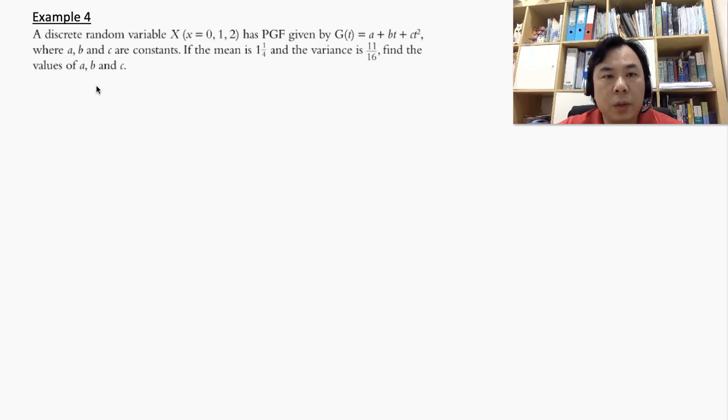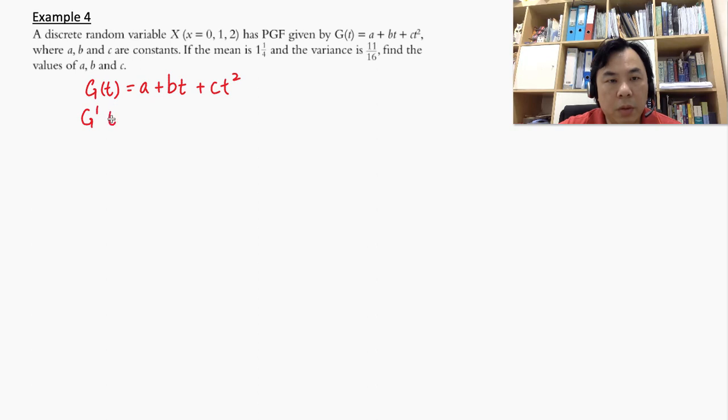First of all, we have our probability generating function here: a plus bt plus ct squared, knowing that the random variable takes values 0 until 2. Now we are given the mean, therefore we're going to proceed with our first derivative with respect to t. That will be b plus 2ct.